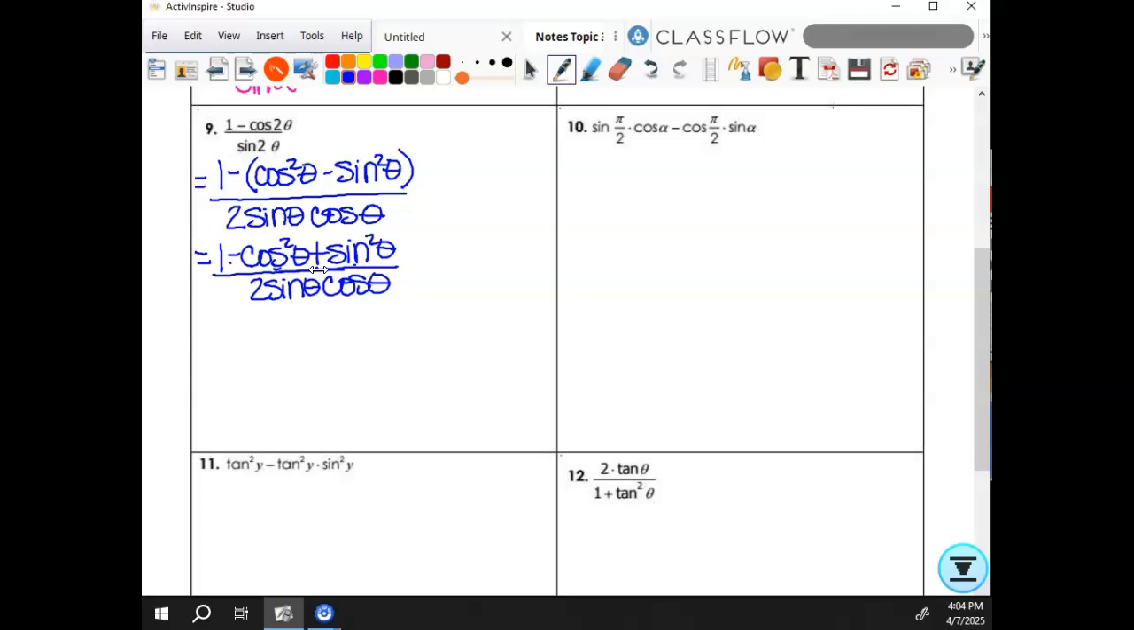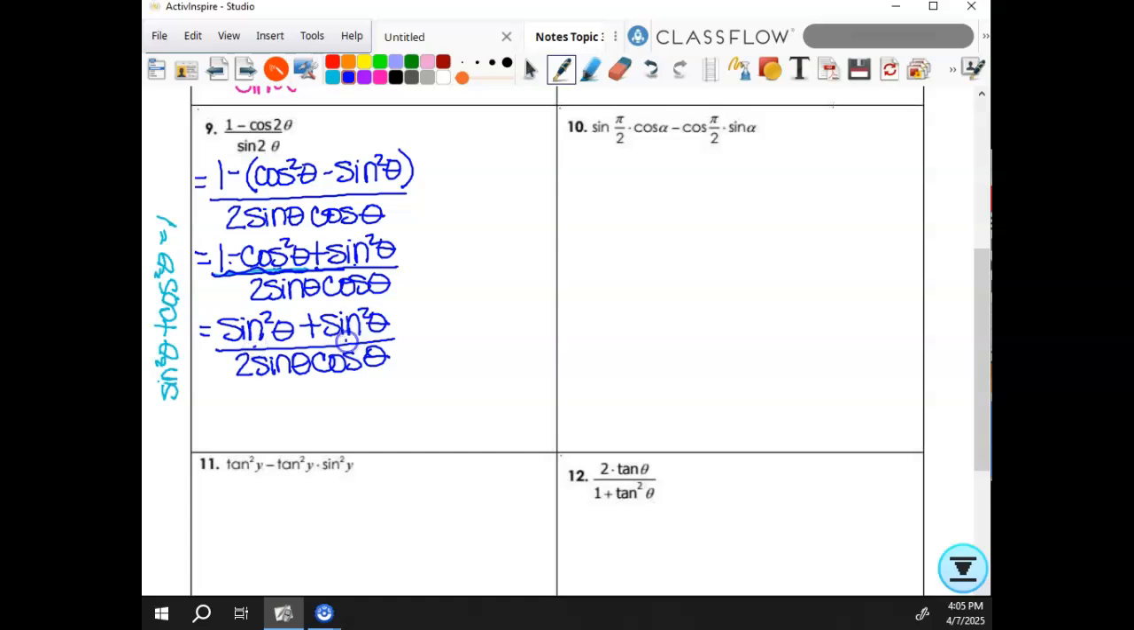But I know from my Pythagorean identity, if we needed to write it down, we'll write it down over here. Sine squared theta plus cosine squared theta equals 1. Okay, just so we have something to refer to here. That this 1 minus cosine squared is going to give me sine squared. So this 1 minus cosine squared, I'm going to replace that with sine squared theta plus sine squared theta, and that's all over 2 sine theta cosine theta.